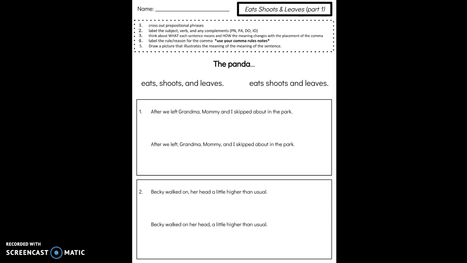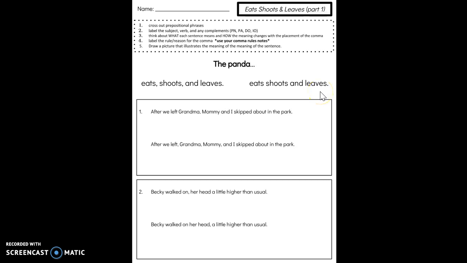And then, of course, you have to label the rule or the reason for the comma using a proof, and you may use your comma rules notes for this. And then I want you to draw a picture that illustrates the meaning of the sentence. So for my example here, I have the panda. In the first sentence, it's the panda eats, shoots, and leaves with commas. And then here I have the panda eats, shoots, and leaves without the comma.